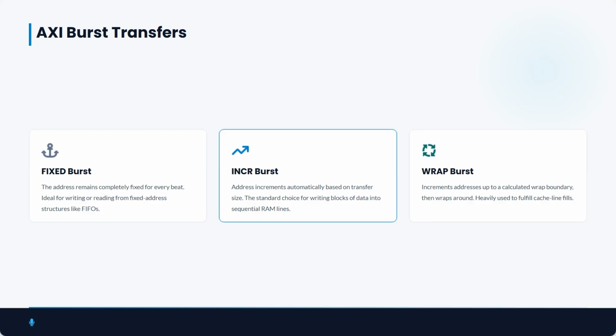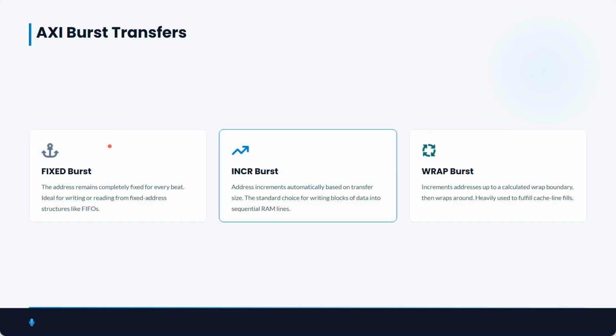Another major efficiency in AXI is its ability to perform burst transfers. Instead of sending an address every single time you want to read or write a word of memory, a master issues a single start address along with the burst length. The protocol automatically manages the rest. AXI defines three main bursts: fixed burst, increment burst and wrap burst. In fixed burst, the address remains completely fixed for every single data beat. I already discussed what is meant by a data beat.